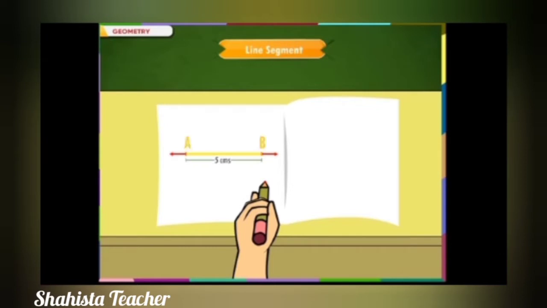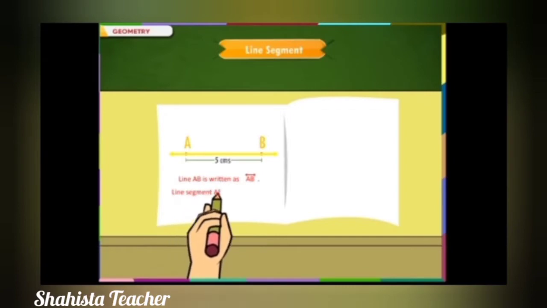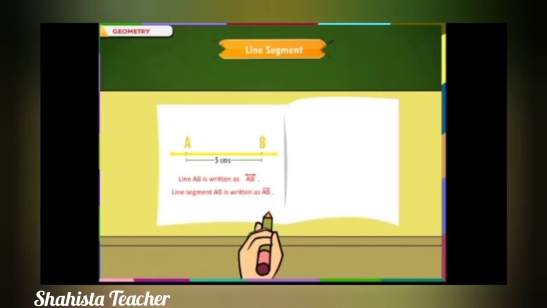A line segment is a part of a line. It has a definite length and it has 2 endpoints. If a line segment from A to B is extended beyond A in one direction and beyond B in the other, then we get a line AB, which is written like this, line AB.